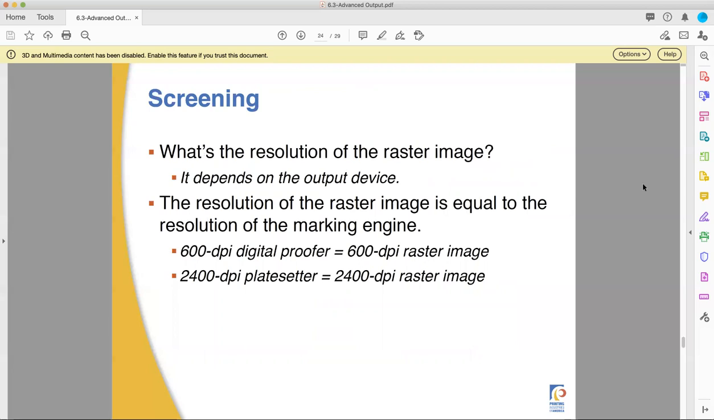The resolution of the raster image already depends on the device. Each RIP will have its own resolution, which is paired to an ideal resolution to work with its output device. So if you're talking about a digital proofer, you're looking probably at 600 dots.